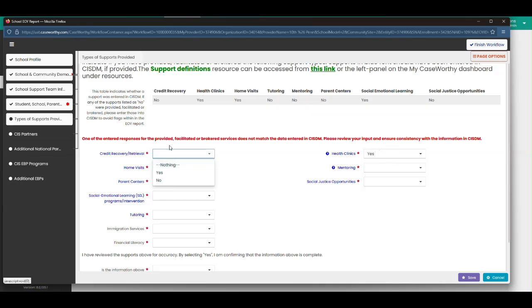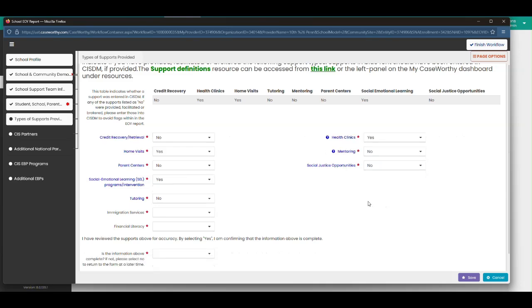So credit recovery is a no. Health clinics are a yes. Home visits are a yes. Tutoring is a no. Mentoring, why is this out of order? Mentoring is a no. Parent centers are a no. Social emotional learning is a yes, unsurprisingly. Social justice opportunities are a no.